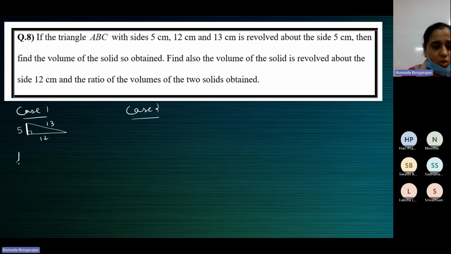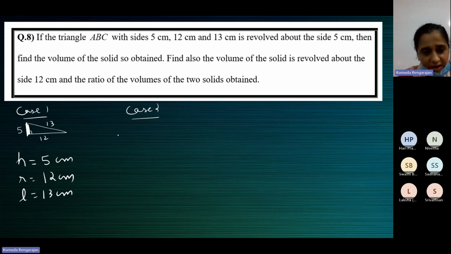So the solid generated is a cone. And the height of the cone will be 12 centimeters. No, the height will be, if it's turned about the side 5 centimeters, height will be 5 centimeters. The radius will be 12 centimeters and the slant height will be 13 centimeters.